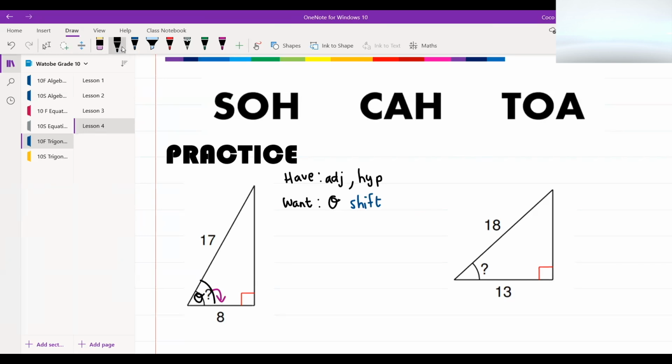Cos. Good. We're going to use cos. So I'm going to write cos of theta is equal to adjacent over hypotenuse. If I want to find my angle, what am I going to click on my calculator? Shift. Yes, you've got it. Shift cos. So cos of theta is equal to adjacent over hypotenuse. Give it to me in numbers. 8 over 17. Beautiful. Now that I want the angle, I'm going to write theta is equal to arc cos of 8 over 17. Give me an answer.